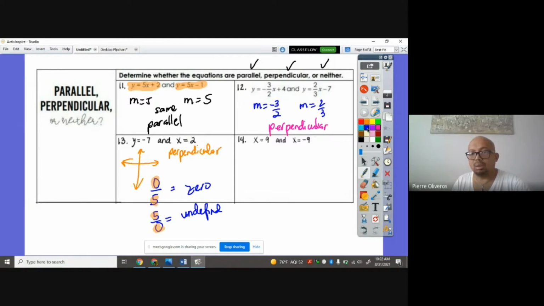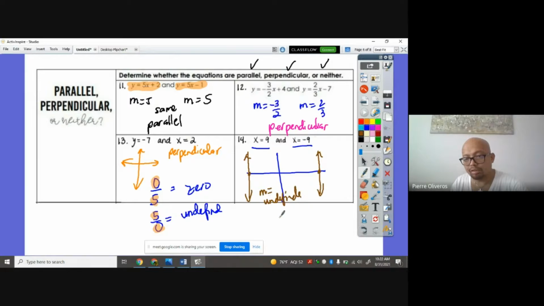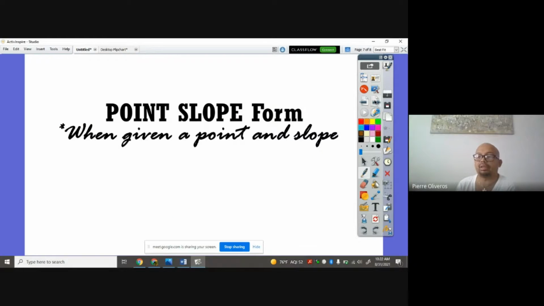Okay. And last one here, x equals 9, y equals negative 9. We know that x equals 9 is a vertical line on the 9, and the negative 9 is another vertical line on the negative 9. And we know they both have undefined slope. So therefore, this is a parallel line. Okay. All right, let's go to the final point here.